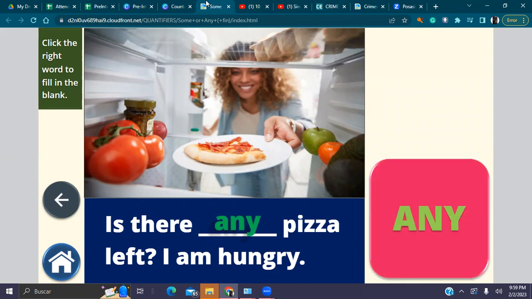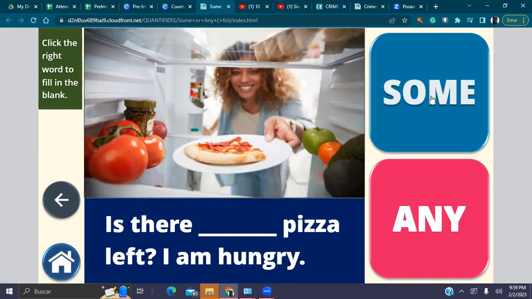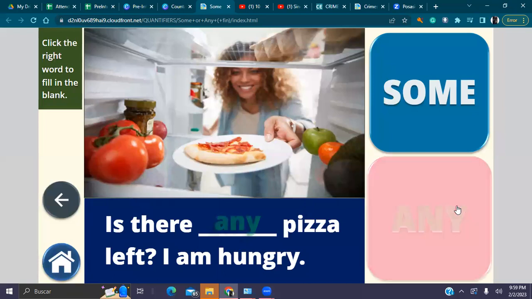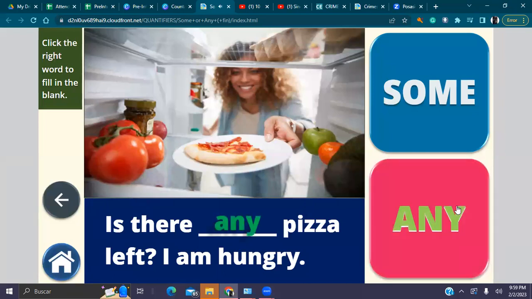Why, teacher? ¿Cómo? ¿Por qué? Porque no encaja esta. Entonces, any in this case va a funcionar como algo. Hay algo de pizza ahí que la hayan dejado. Some sí también significa algo, pero no encaja en este contexto. La mejor opción siempre va a ser any. Oh, okay. Thank you.